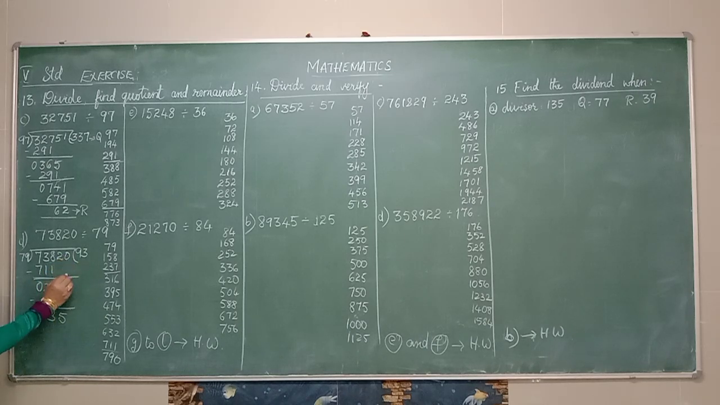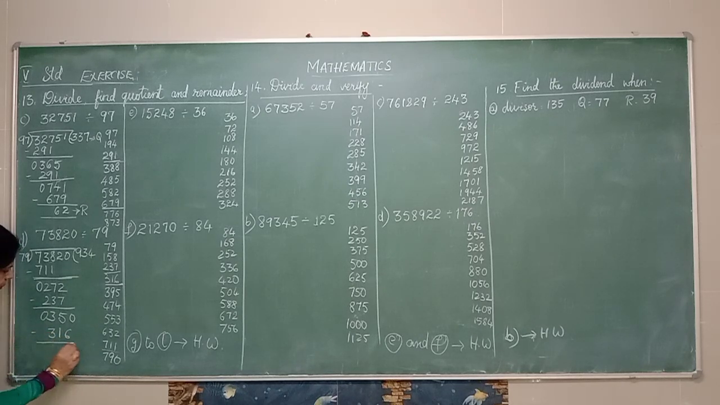Now what you have to do? You have to bring this down. 0 down. So when you bring 0 down, it is 350. Where does 350 come? 350 comes here, between 316 and 395. So you have to go for this upper number. 1, 2, 3, 4. 4s are 79. 4s are 316.